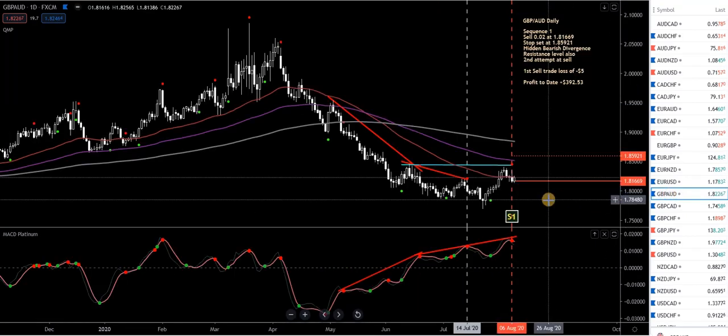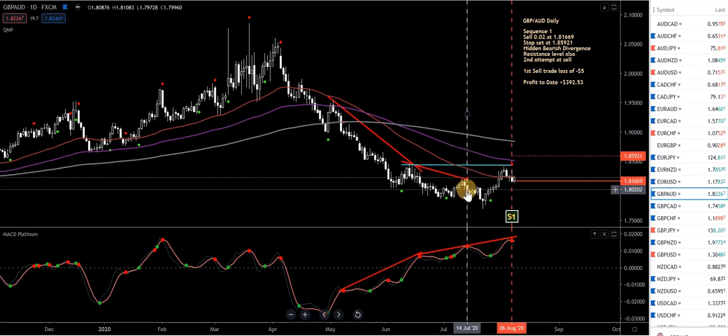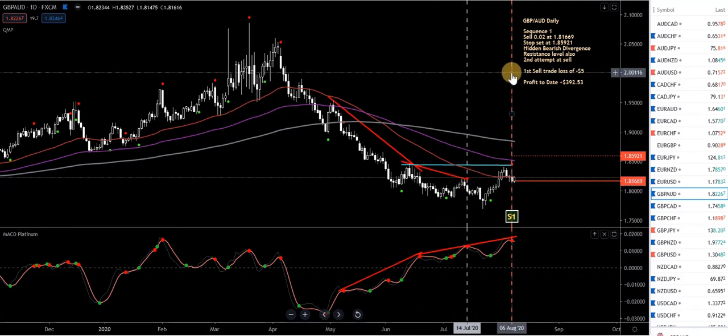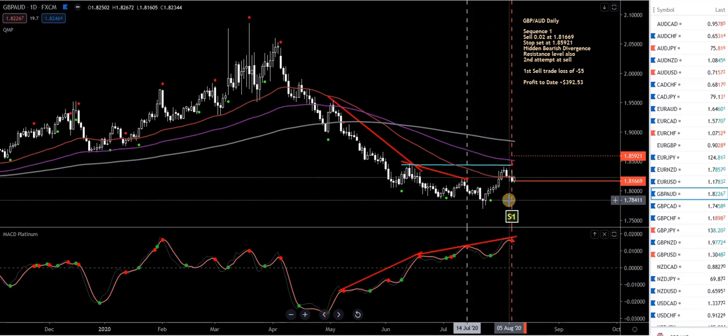Pound Aussie in a sell here. I did take one sell trade here based on the hidden bearish divergence. It didn't work. I took a loss of $5, which is not the end of the world. And now we're back up.